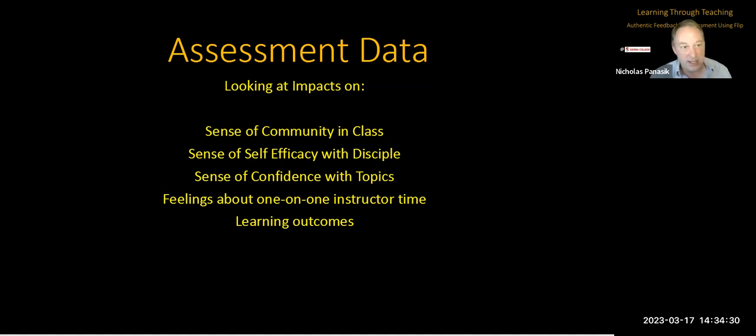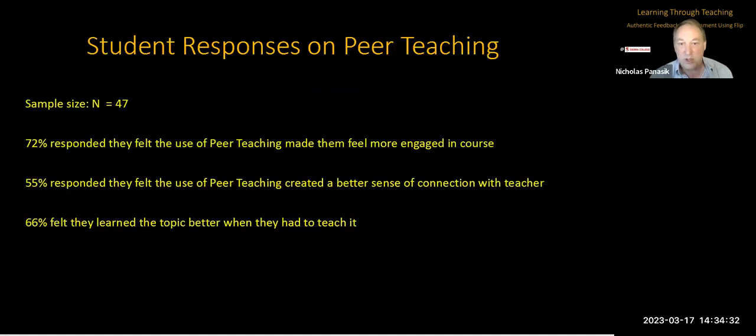So let's go ahead and take a look at the data. One of the questions, in their responses, the sample size for this is 47. 72% responded that they felt the use of peer teaching made them feel more engaged in the course. So this is them saying they do feel more engaged because of it. About 55% said they felt that it created a better sense of connection with the teacher. And about two-thirds felt they learned the topic better when they had to teach it. It's kind of what you might expect for that.